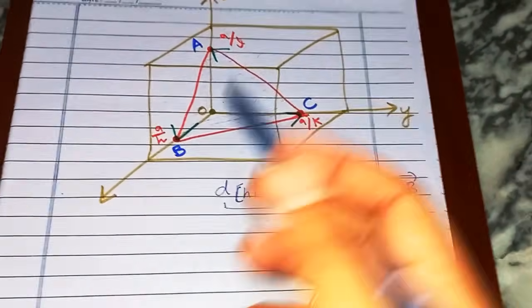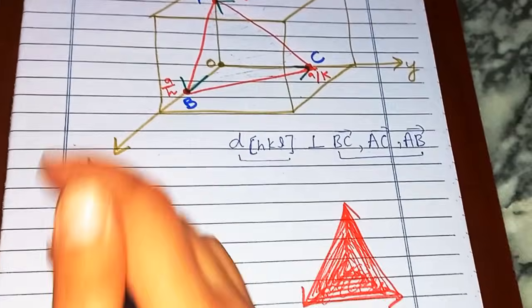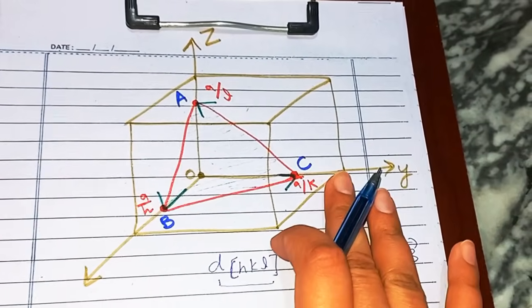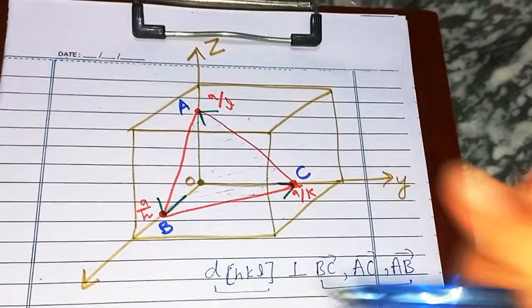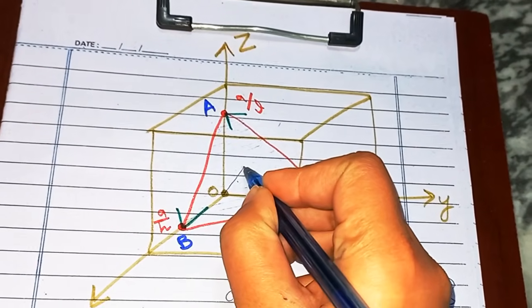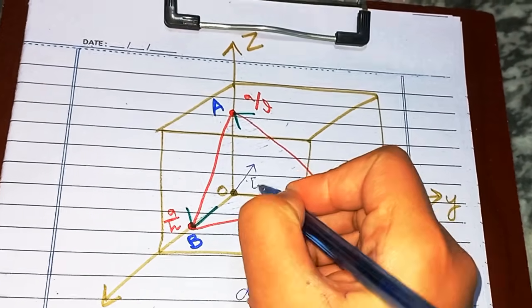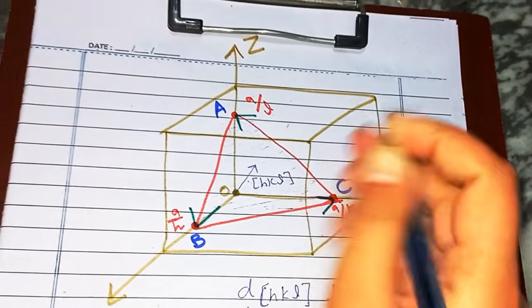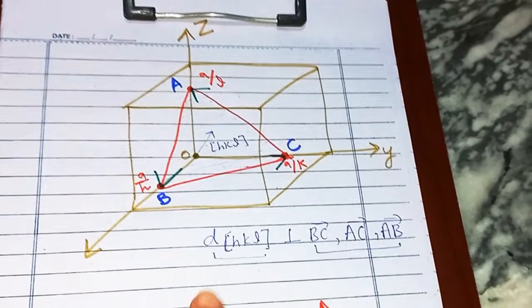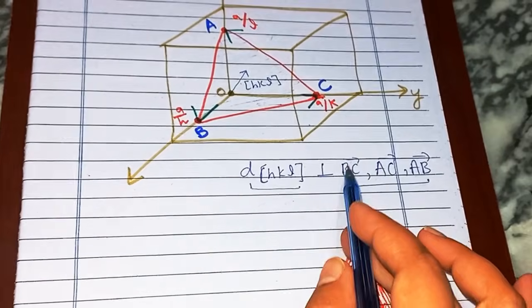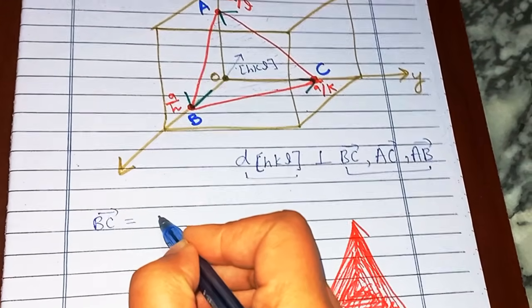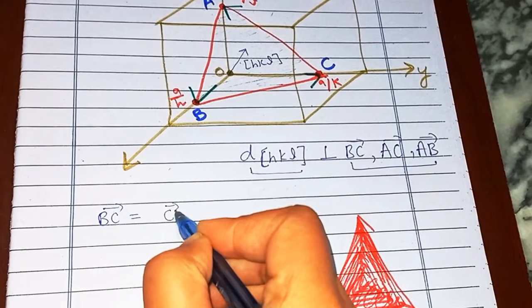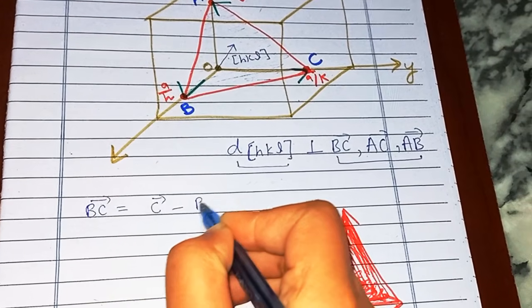Let's do it. First of all, this is the necessary figure that you are required to draw, and you can even draw the direction, and it will look like that. You'll write HKL because it's a random direction. This is how you are supposed to draw it. Now let's find the BC vector. Here the BC vector is given by the coordinates of C minus the coordinates of B.